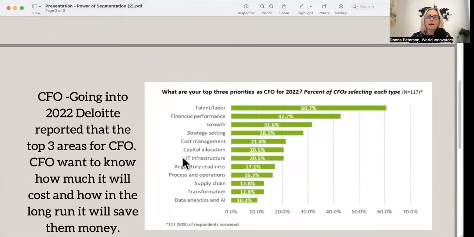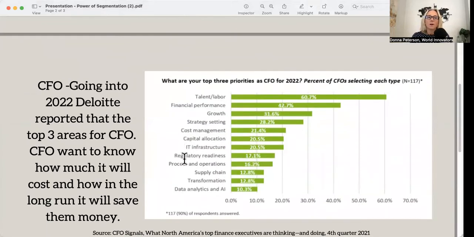Then if we drop down, or if we are talking about CFOs, I quickly pulled this chart that Deloitte posted as we were heading into 2022. And here it talks about what their top priorities are. What's a CFO's top priorities?